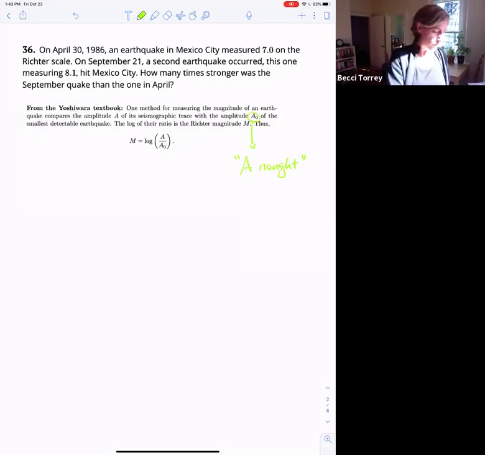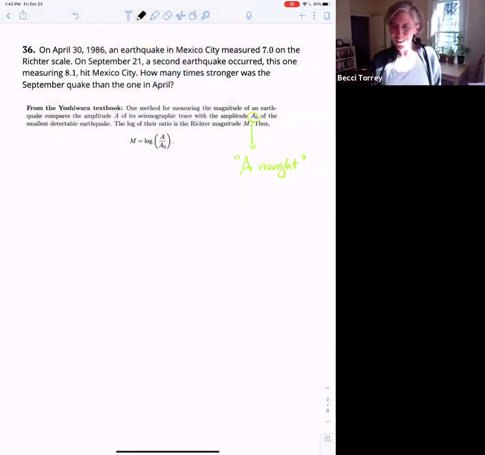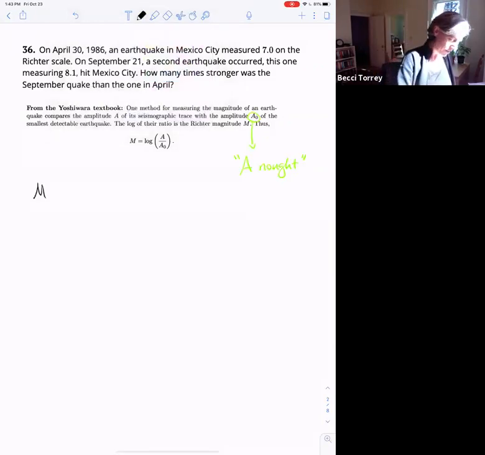Okay, so what we're doing here is we're using this setup with M equals log of A over A naught, but we have two different earthquakes that we're working with. We have an earthquake that hit in April and we have an earthquake that hit in September. So just like a good scientist, you have two magnitudes. You have an M value for the April earthquake and an M value for the September earthquake, and you have an A value for the April earthquake and an A value for the September earthquake. So it's good to decorate your letters yourself, right? So we have an M value for the April earthquake.